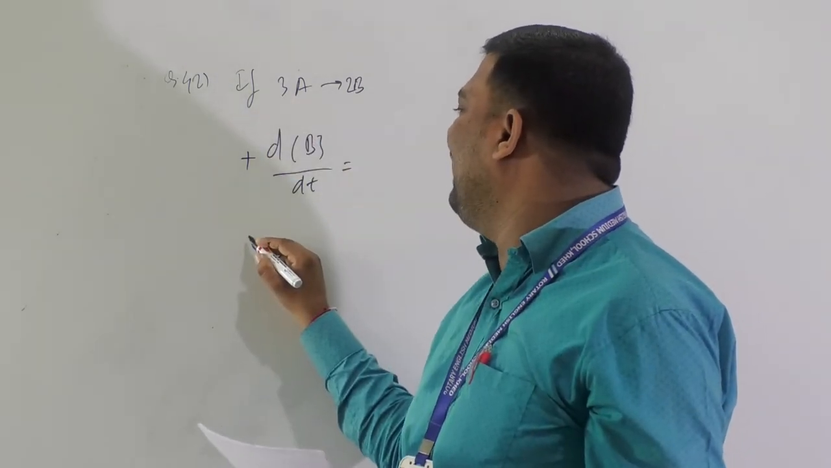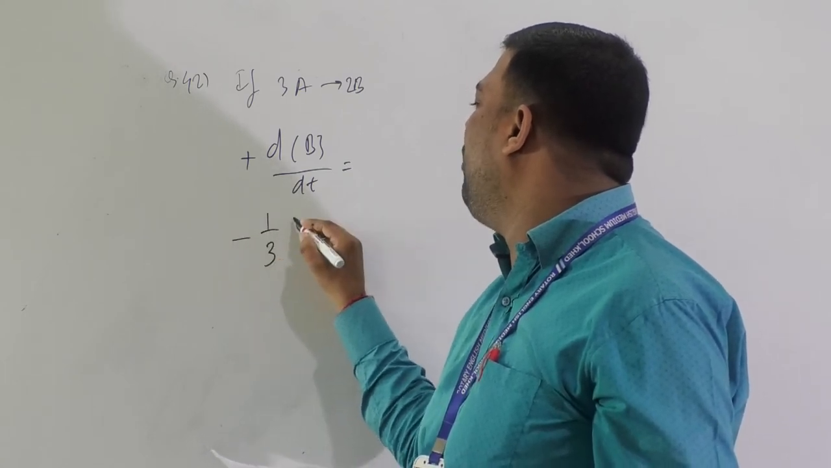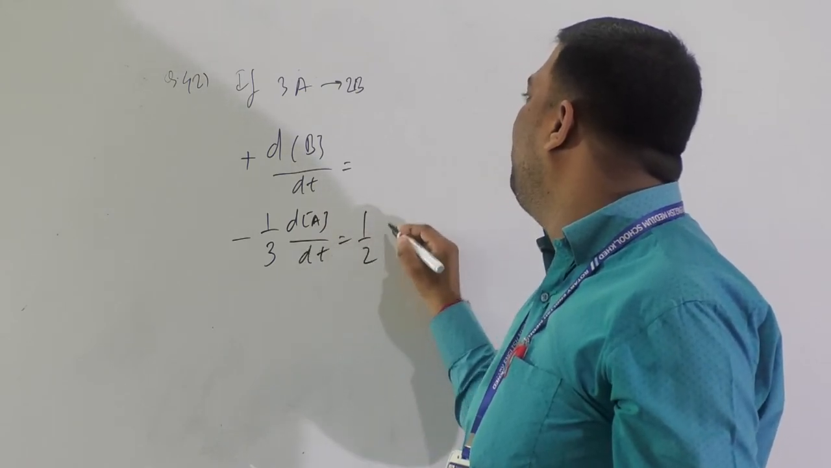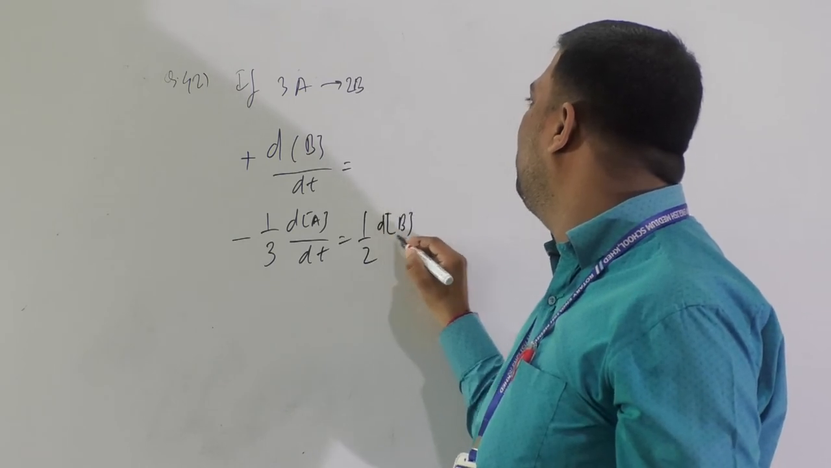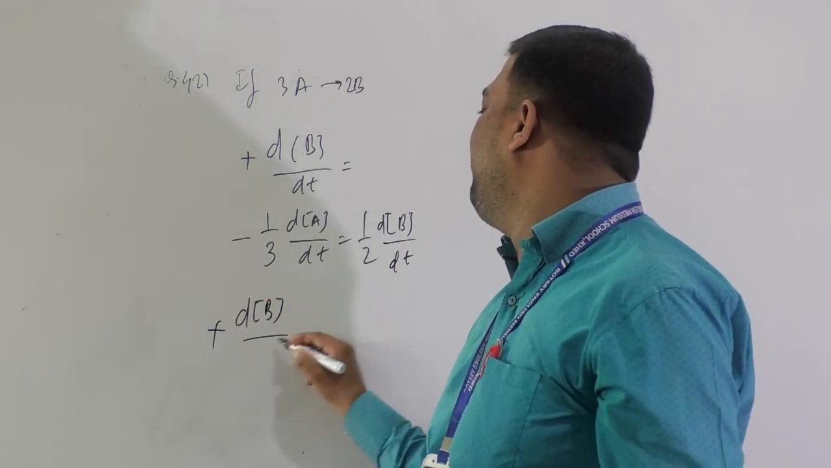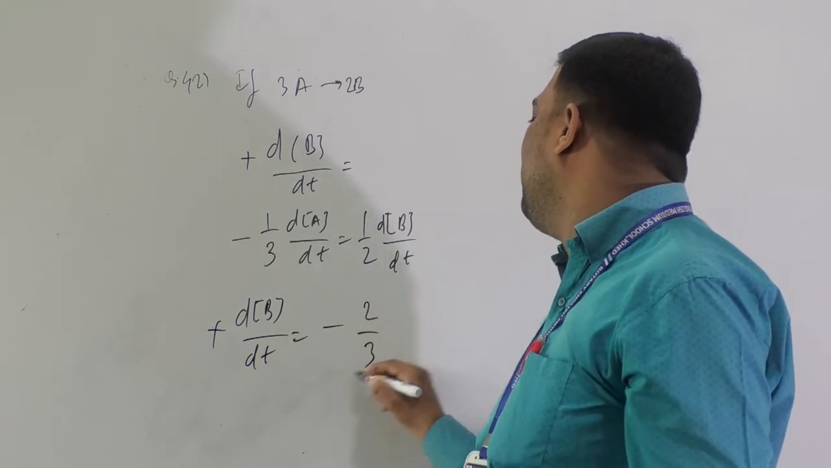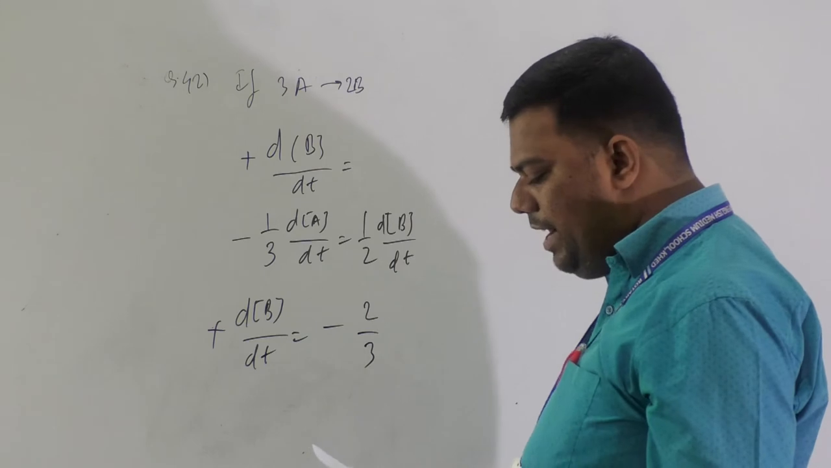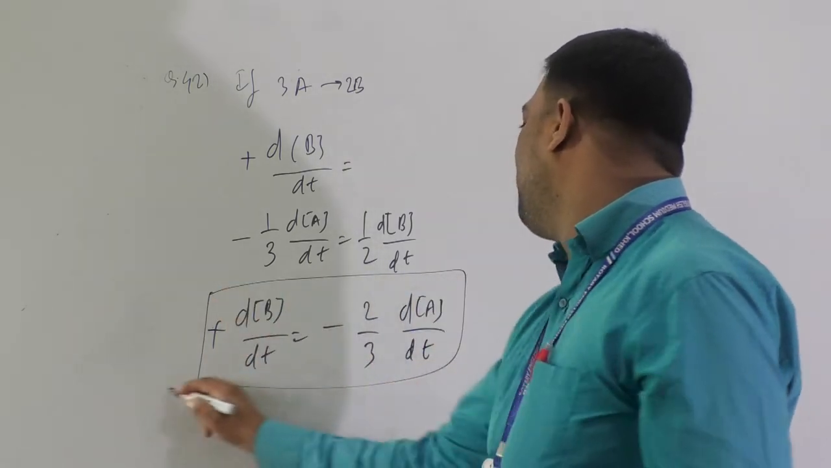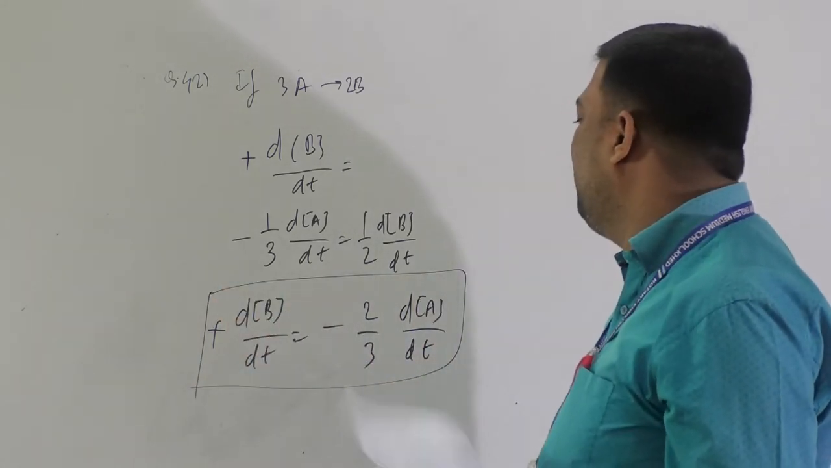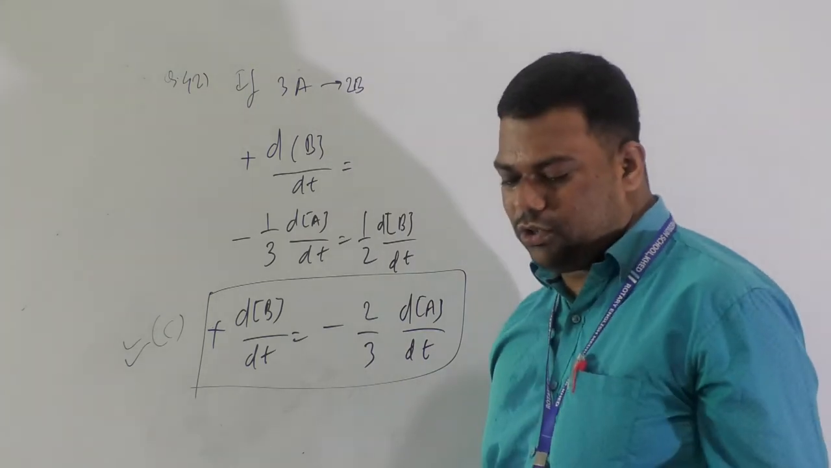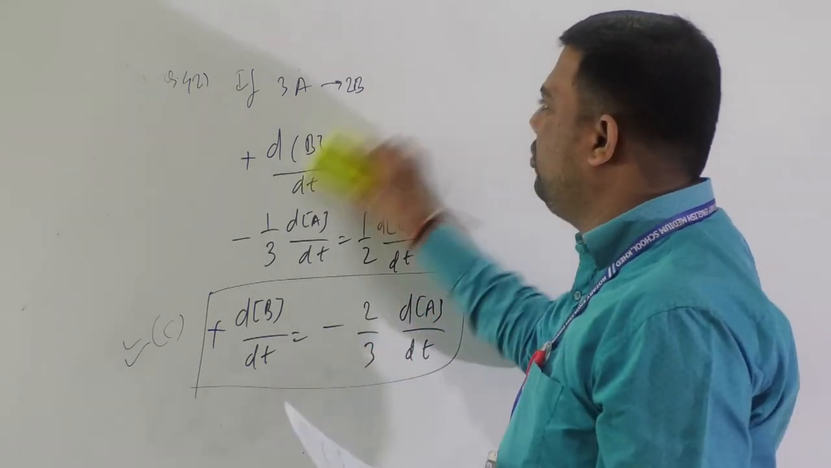Minus. So like this, minus 1 by 3 of d of concentration of A of dt is equal to 1 by 2 plus 1 by 2 d with respect to concentration of B into time. So plus dB of dt is equal to minus 2 by 3 of dA by dt. Okay. So your option is C option, minus 2 by 3. So here 42, your option is C. Understood.